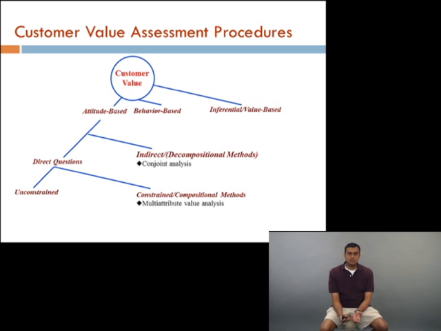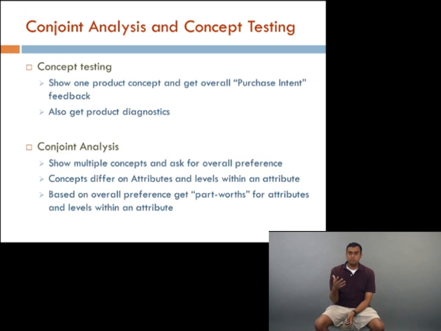There are other methods too in terms of constrained compositional methods, and so that's a multi-attribute, which we'll not be talking about just for this video. So let's talk about conjoint. Before we get into conjoint, let me tell you a few things on why conjoint is so important. If you take a concept test, then you show one concept at a time and get purchase intent. Whereas in conjoint, the advantage is you can actually show multiple concepts.